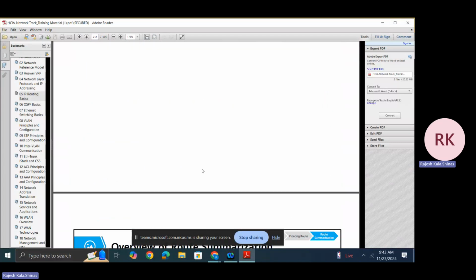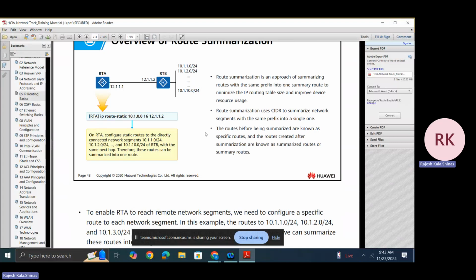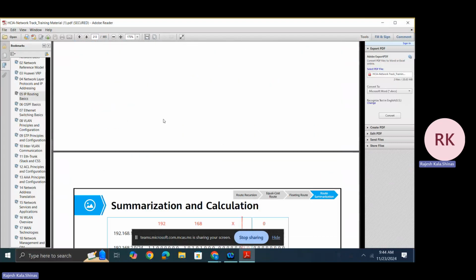Okay, so see here how I'm doing this. Here also, instead of adding different routes like 10.1.10, 10.1.20, I will make a summarized route. I will add a summarized route here. I'll show you how to add summarization. It will reduce the RAM or memory size used for the routing table.